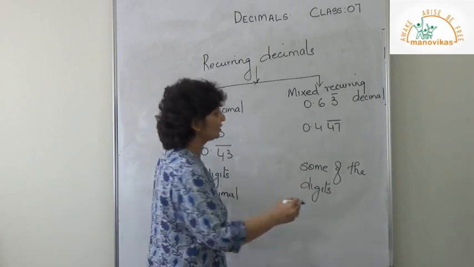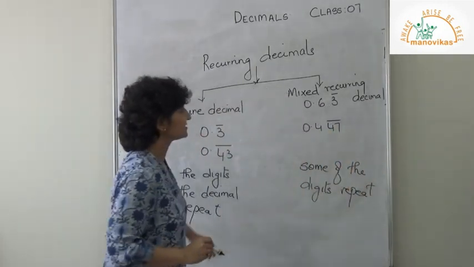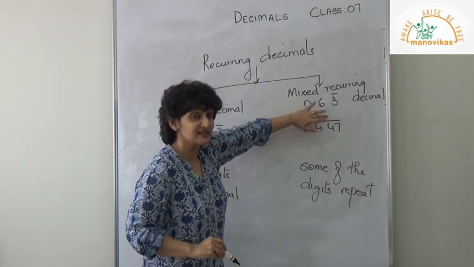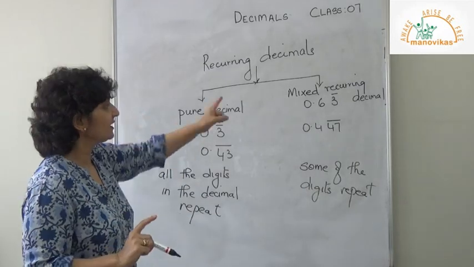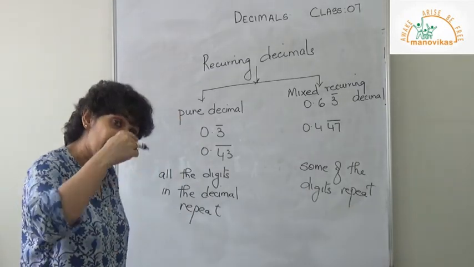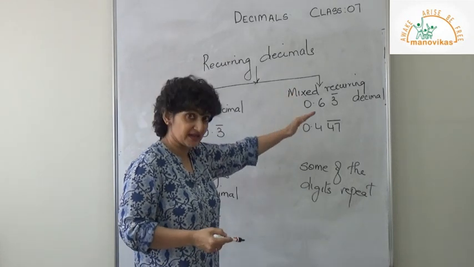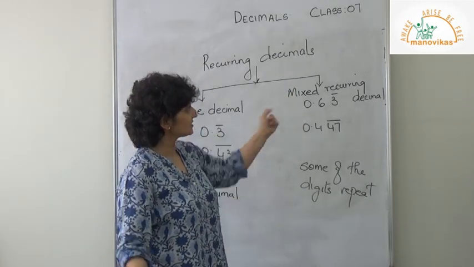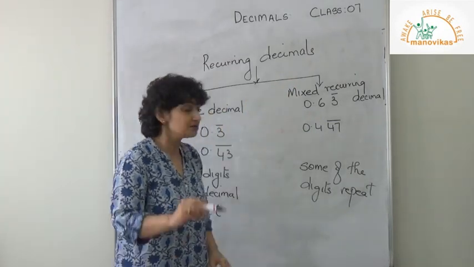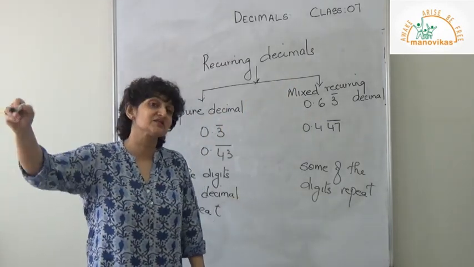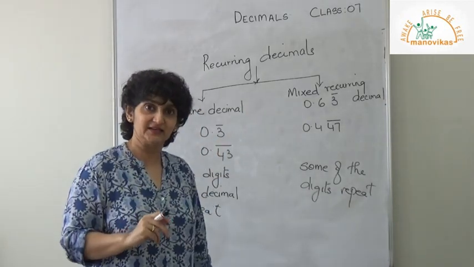Some of the digits only will repeat. What do I mean by this? Now, 0.63 bar. So, after the decimal, the numbers don't repeat. It is after the first decimal number I am finding it here. So, it's 0.633333. So, this is called as mixed recurring decimal. Like here, 0.4474747. So, this is called as mixed recurring decimals.